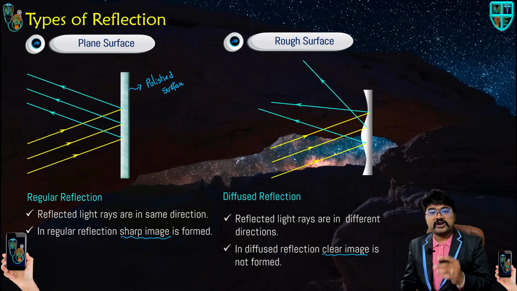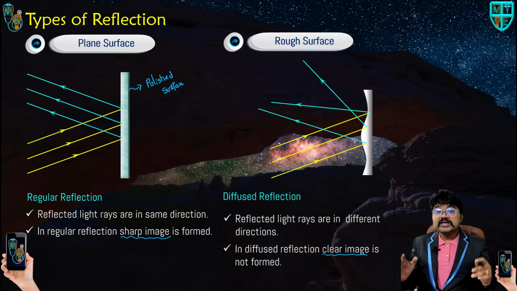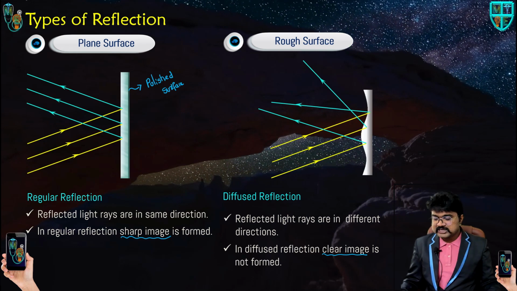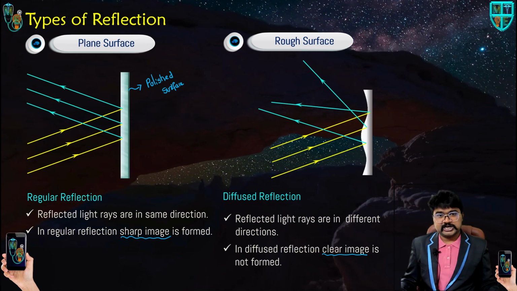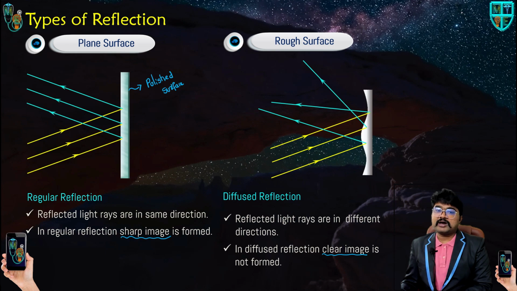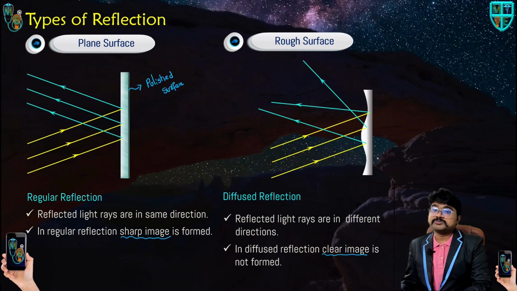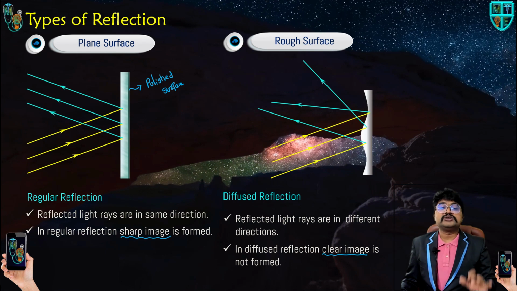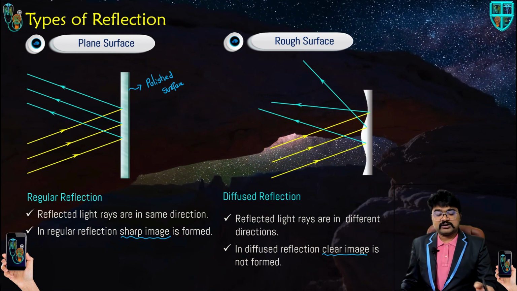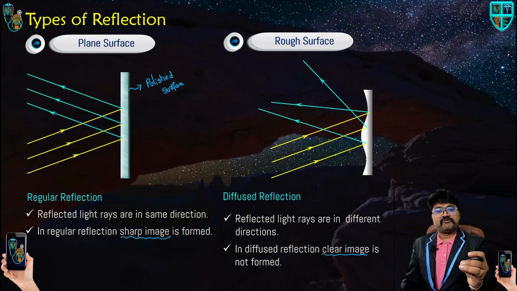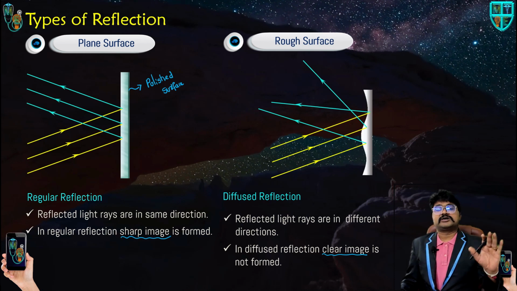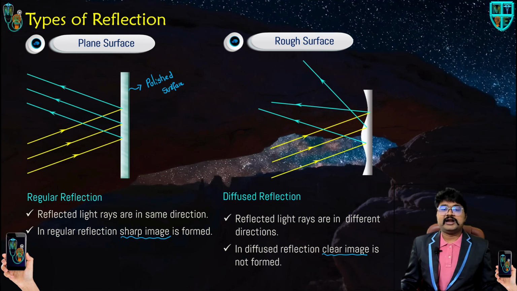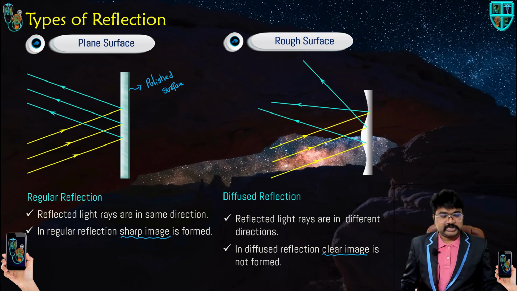In case of regular reflection, a clear and sharp image will be formed. Regular reflection will occur when the surface is polished or plane. Diffused reflection will occur when the surface is rough. This is all about regular reflection and diffused reflection.